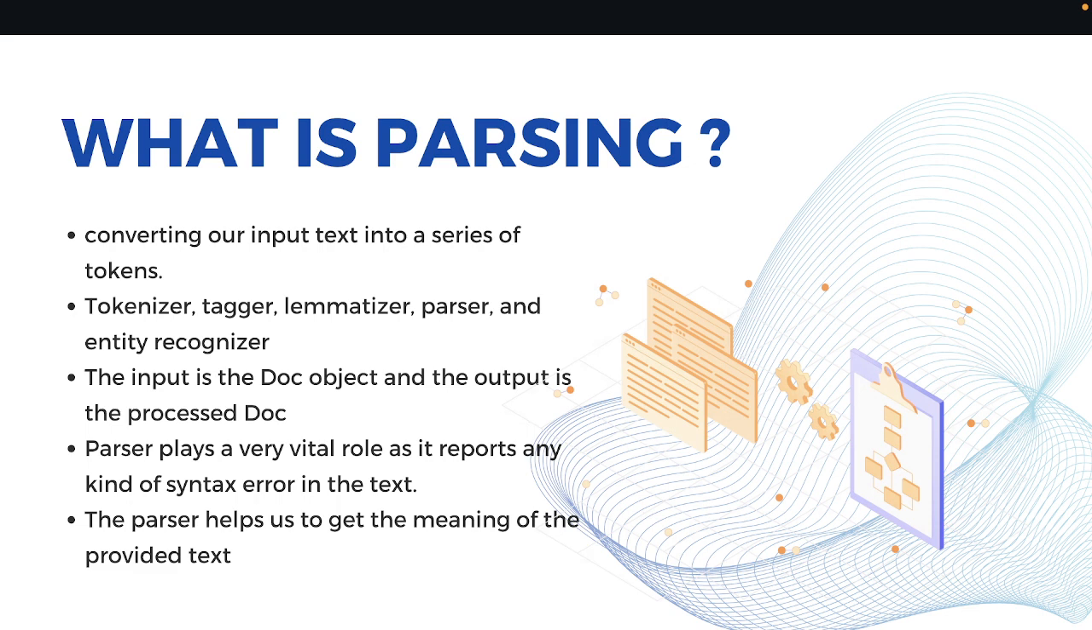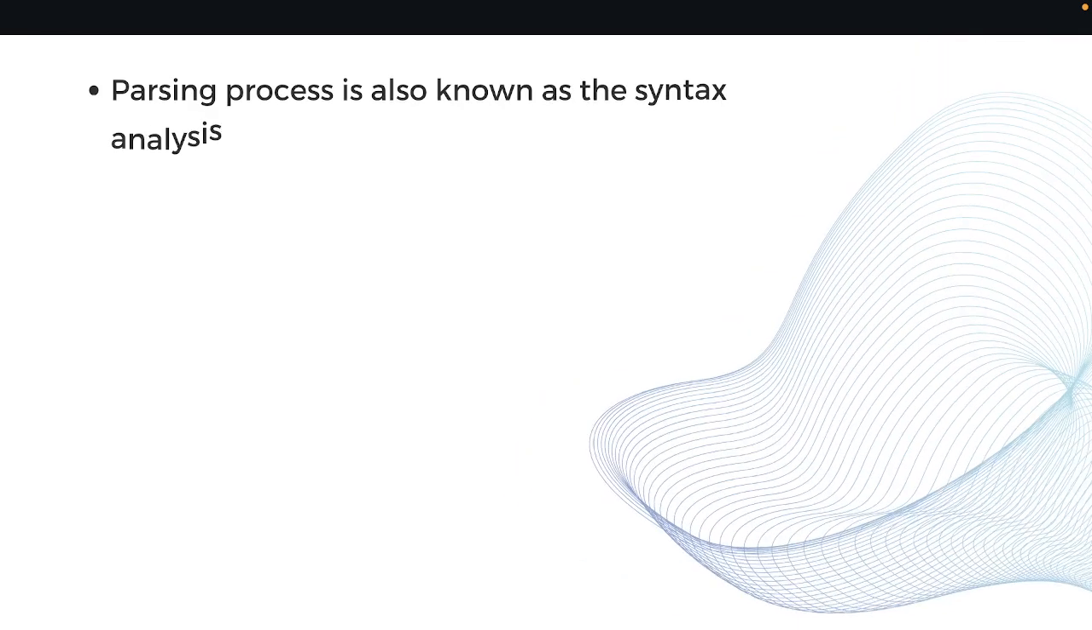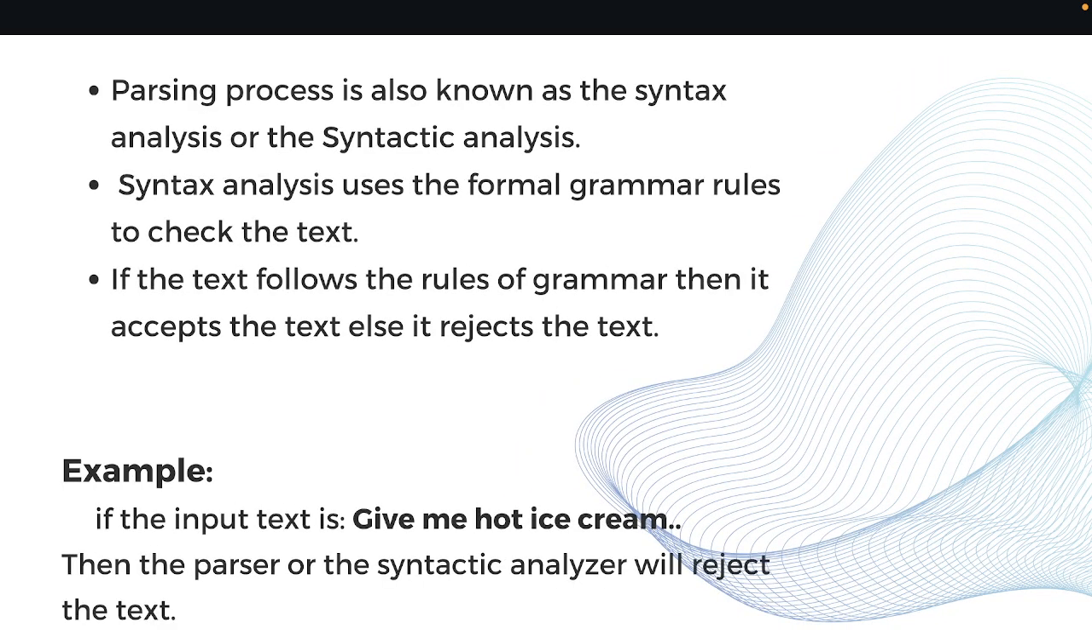The syntax analysis uses the formal grammar rules to check the text, and if the text follows the rules of grammar, then it accepts the text, else it rejects the text. We can see an example: the input text is given as "give me hot ice cream". In this example we can see that the parser or the syntactic analyzer will reject the text because no proper grammar is followed.